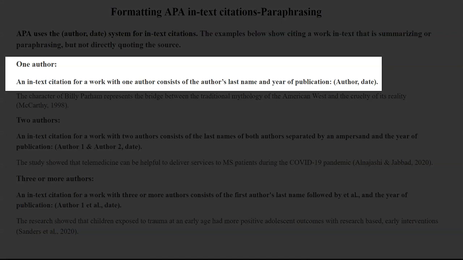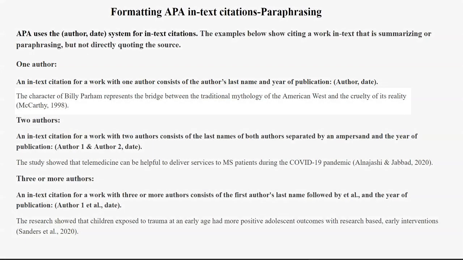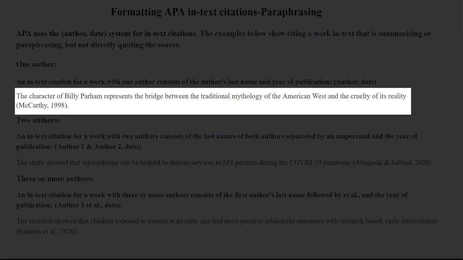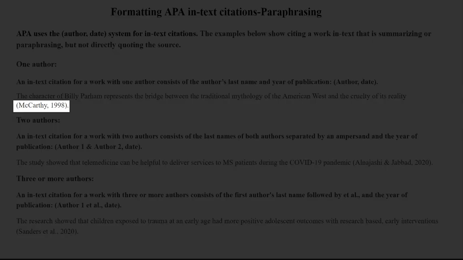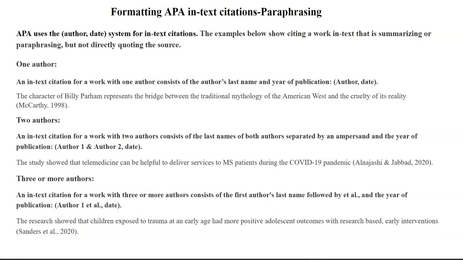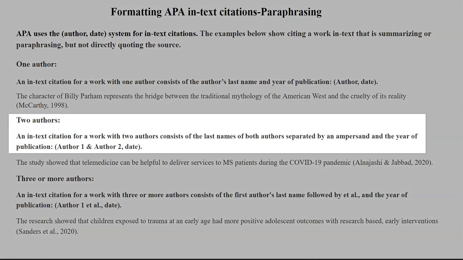An in-text citation for a work with one author consists of the last name and year of publication, author-date format. Here is our example. The character of Billy Parham represents the bridge between the traditional mythology of the American West and the cruelty of its reality. Our in-text citation comes at the end of the sentence and is in parentheses. Author's last name, comma, year of publication, close parentheses, and then the period. McCarthy, comma, 1998.